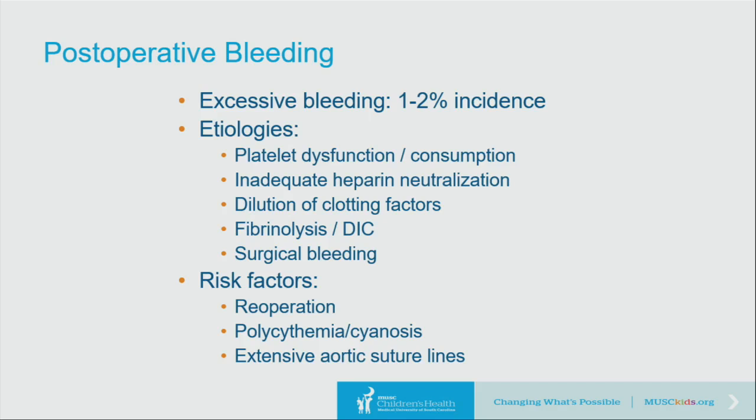All right, so postoperative complications. What about bleeding? It happens about 1% to 2% of the time. Anecdotally, it seems to be partly dependent on center and the surgeon in terms of how much time they spend drying up in the operating room. The etiologies from a pathophysiologic point of view include platelet dysfunction and consumption, inadequate heparin neutralization, dilution of clotting factors while on bypass, occasionally fibrinolysis, and then the surgical bleeder. Risk factors for postoperative bleeding that we anecdotally see and that have been reported in the literature include reoperation, cyanotic heart disease, and operations that require extensive aortic suture lines.